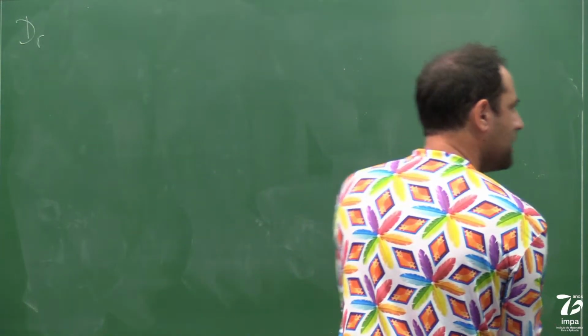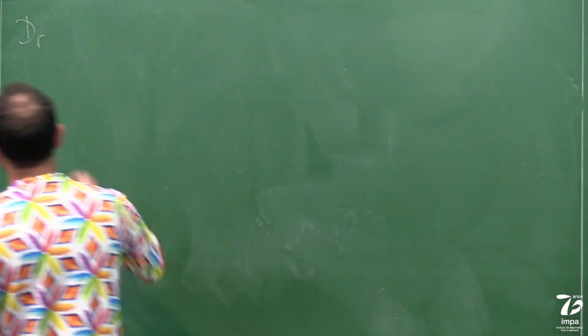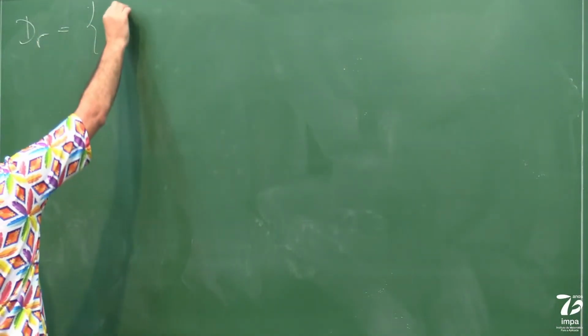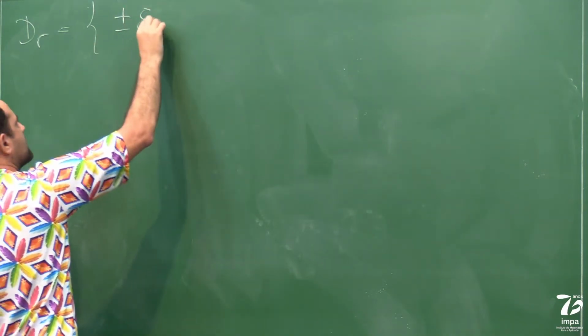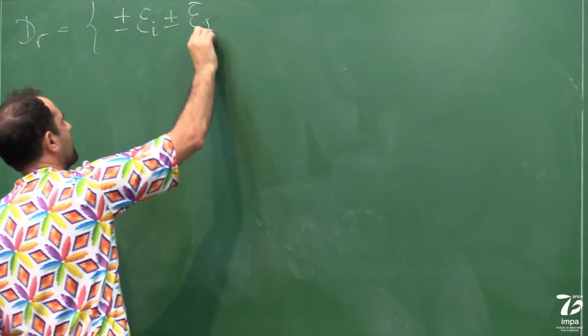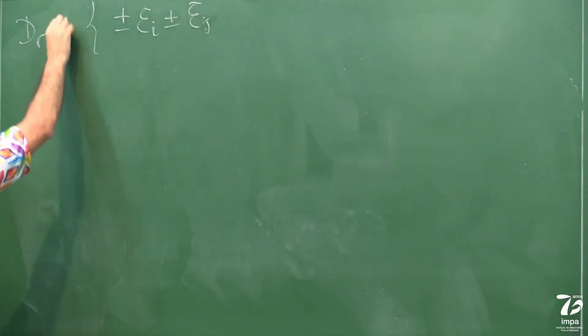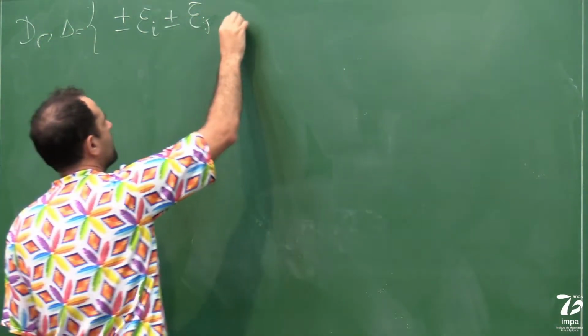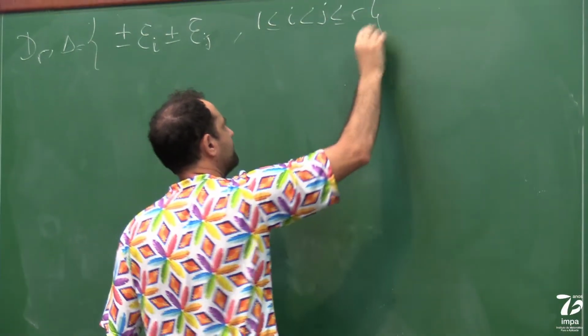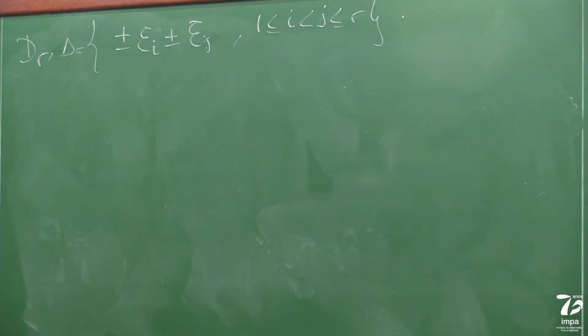All right, so for D r, the root system is just simply these guys, epsilon i plus or minus epsilon j, where 1 less or equal than i, less than j, less or equal than r. So all of the roots have the same square length, which is 2. So we know that this is going to be simply laced.